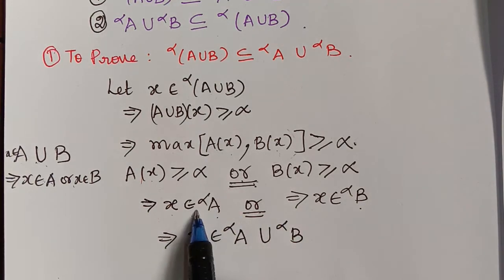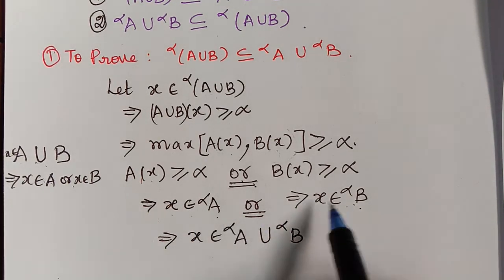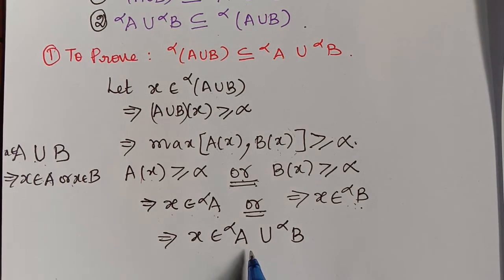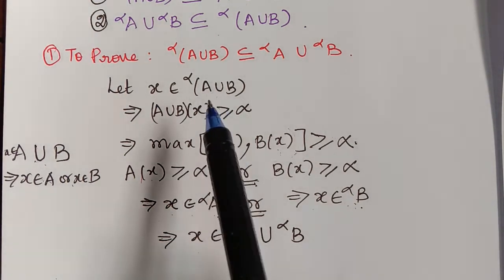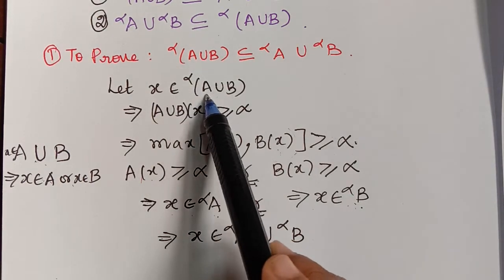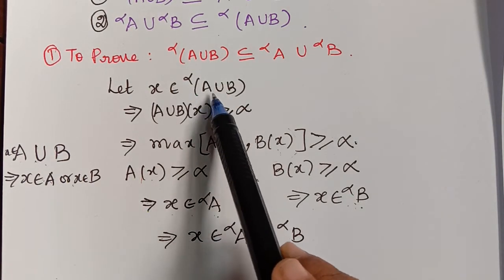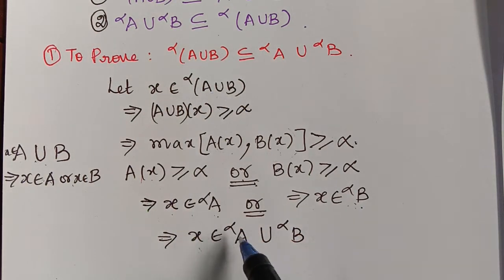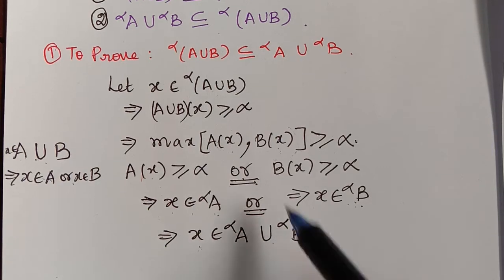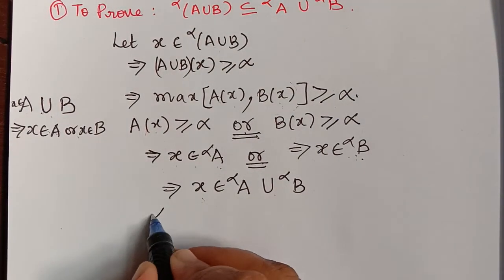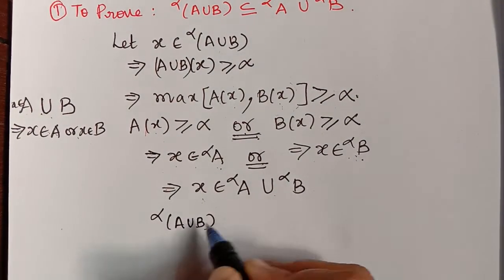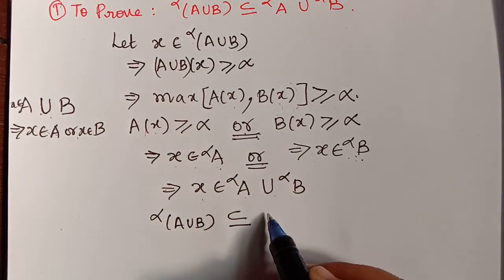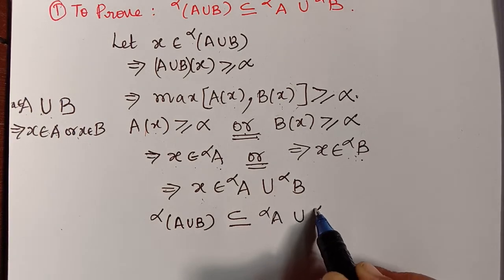So if it is either in this or in this, when we take the union of these two sets, definitely X will be an element of that set. So this is how we have got it. We started with an element of alpha cut of A union B, and we have proved that X is also an element of alpha cut of A union alpha cut of B, and hence we can say that alpha cut of A union B is a subset of alpha cut of A union alpha cut of B.